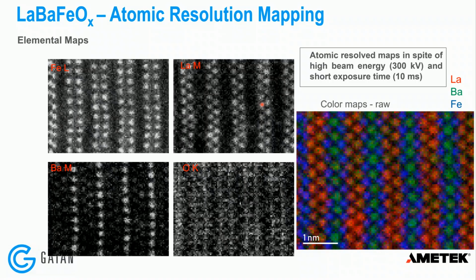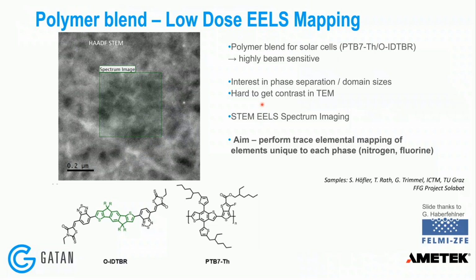Okay, so in terms of beam sensitivity, we've just looked at 2 things that are quite easy, the fairly beam resilient oxides. So what about something that's a bit more challenging? This is a great example from a polymer blend, a blend of polymers for a solar cell. This is a highly beam sensitive sample. We're interested here in phase separation and domain sizes. It's really hard to get contrast in TEM. So we're trying to do STEM EELS spectrum imaging.